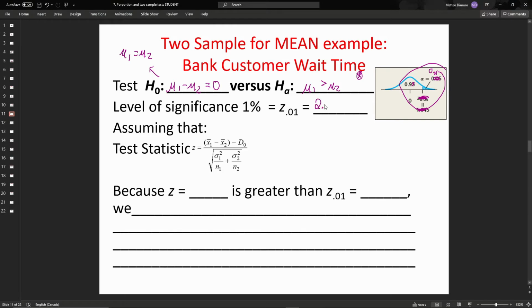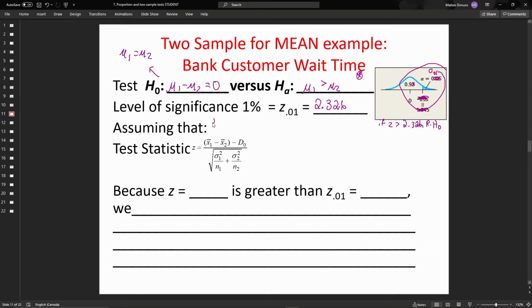2.326. All right, you can write your little rejection statement. If Z is greater than 2.326, reject H0. I suggest you actually don't do it shorthand. I kind of did it with just shorthand, but there it is. Now, we have everything we need, more or less.